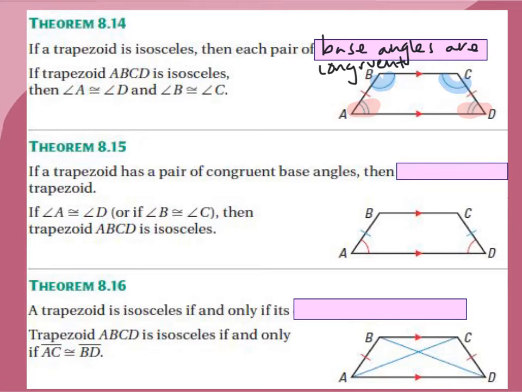The next theorem states if a trapezoid has a pair of congruent base angles, then it's an isosceles trapezoid. So we know if angle A and angle D are congruent, then it's isosceles, so then we know that AB is going to be congruent to CD.